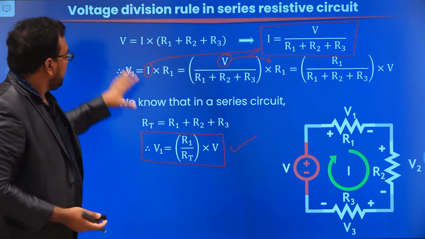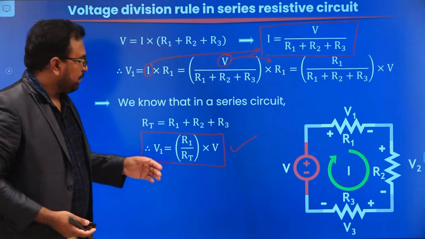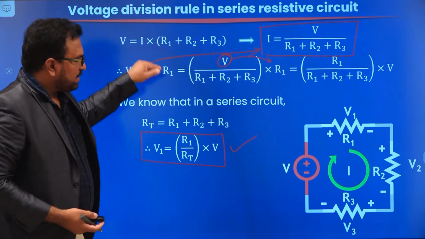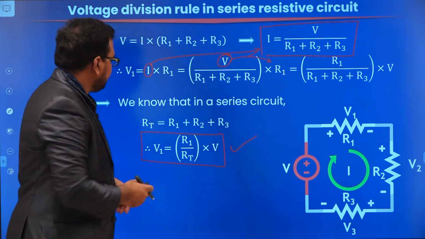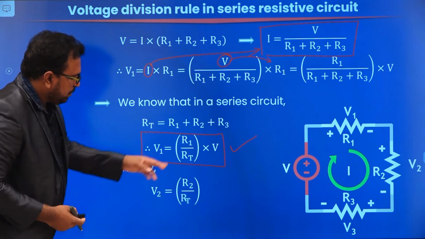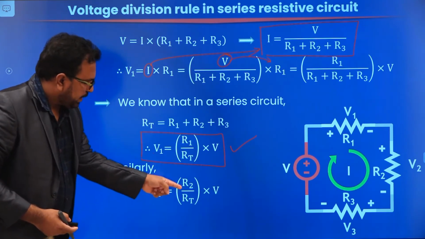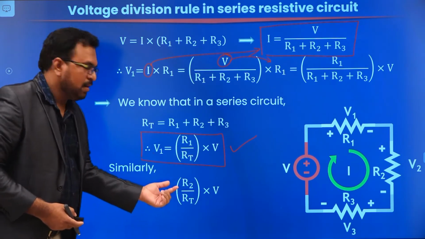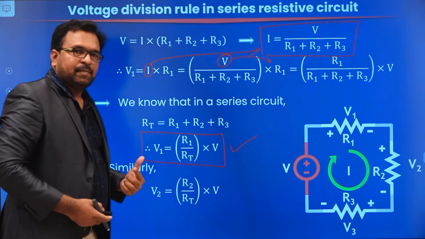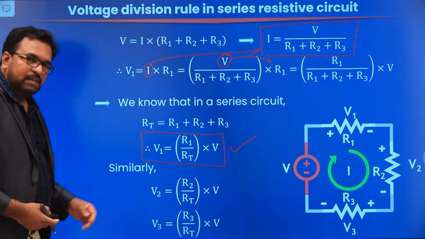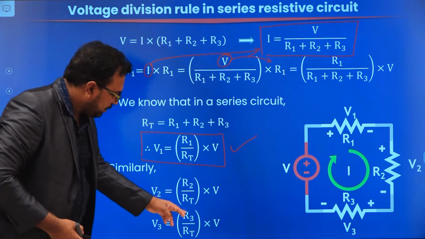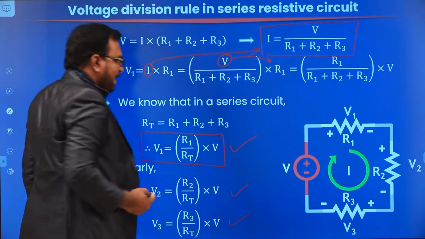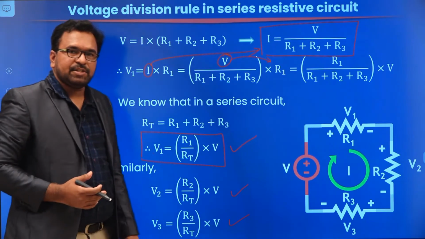As I said earlier, the voltage division rule can be expressed in terms of the resistances and the total voltage across the combination. If you follow the same procedure for resistance 2 also, then you are going to get V2 is equal to, in place of R1, you write R2. And RT and V remain the same because the total resistance of the circuit will always be the same, and the total voltage applied is the same. Similarly for V3, the voltage across R3 is nothing but R3 by total resistance into voltage. So this is how you apply the voltage division rule across each resistor.